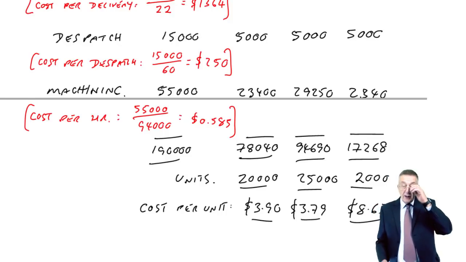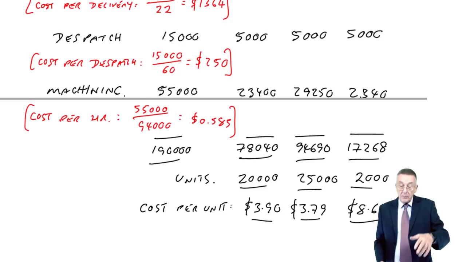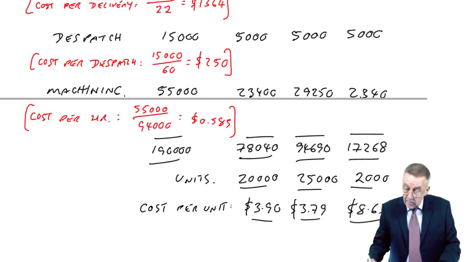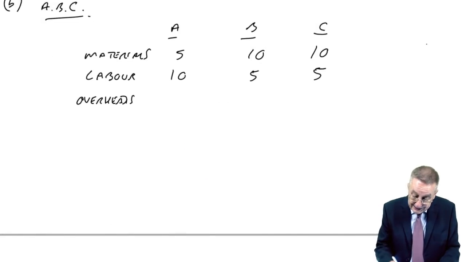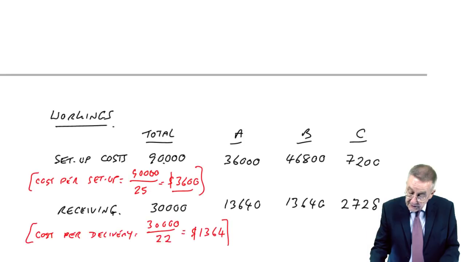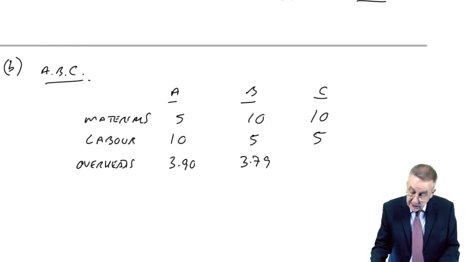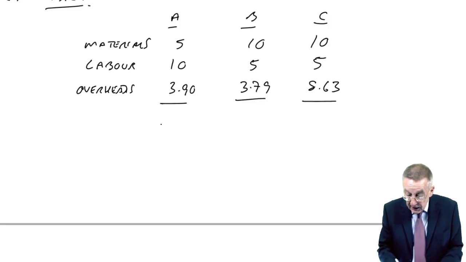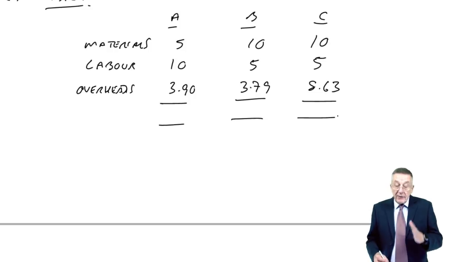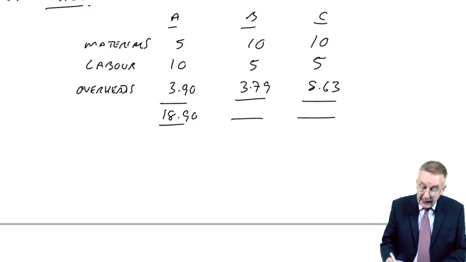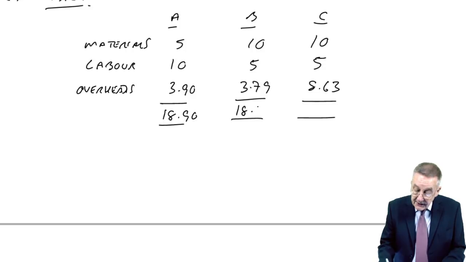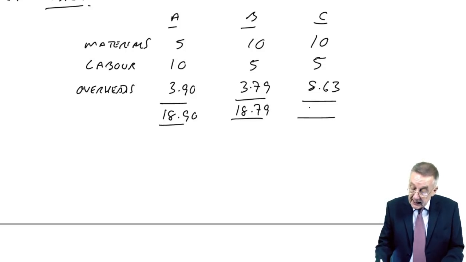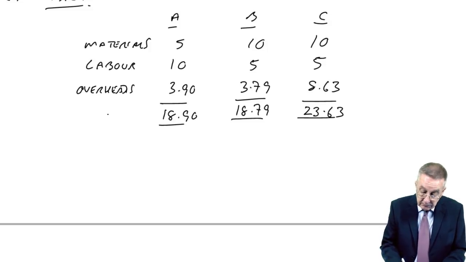And now I can go back to the cost cards and finish them off. So let's see if I can remember them going up and down the screen. 3.90 and 3.79. 3.90 for A, 3.79 for B. And what is it for C? 8.63. And so on this approach, the total cost for A is $18.90. For B is $18.79. And for C is $23.63.